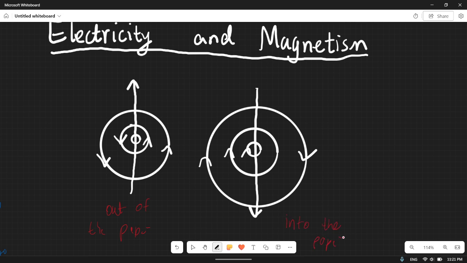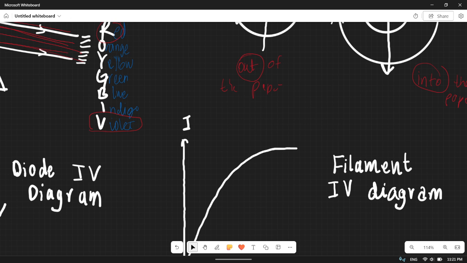Now the way I remember it is that I imagine there's a table like this, and then there's a paper like this. Now if I'm going down, that means I'm going into the paper. If I'm bringing something out, that means it's out of the paper. So this is how I remember the into and out of the paper.